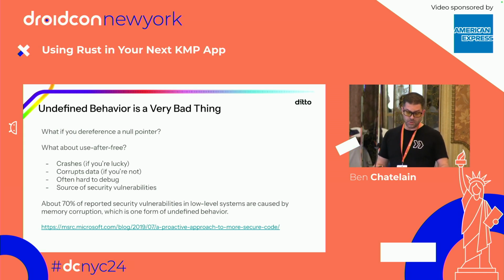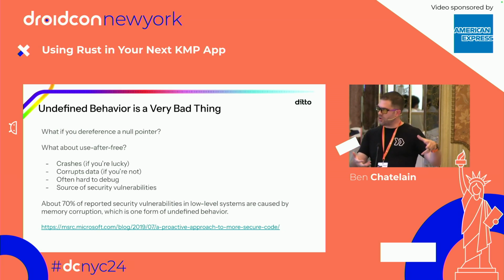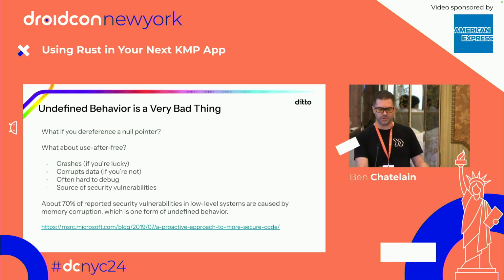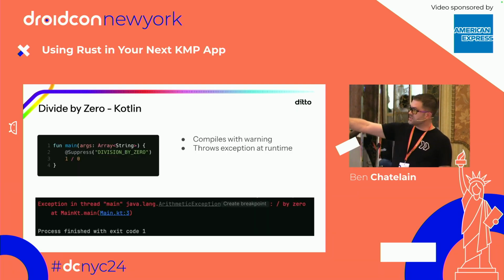There can be lots of security vulnerabilities, and apparently like 70% of the security vulnerabilities that have been reported are from undefined behavior in one form or another. So Rust's claim is that it can solve 70% of these if you follow its rules. I'm going to be opting into a lot of unsafe things, which turns off these protections, but that's kind of required for bridging. So here's a simple example.